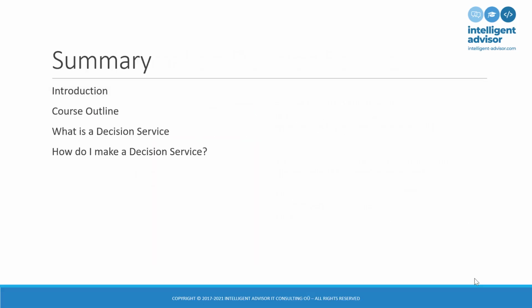So that is the end of our first presentation. We've looked at an introduction to the class. We know what's coming in terms of the outline, and we've attempted to define what a decision service is. In fact, we've tried to define it several different ways: what it isn't, what it's not, what it feels like, and what it doesn't feel like. And we've answered the simple basic question, how do I make a decision service?